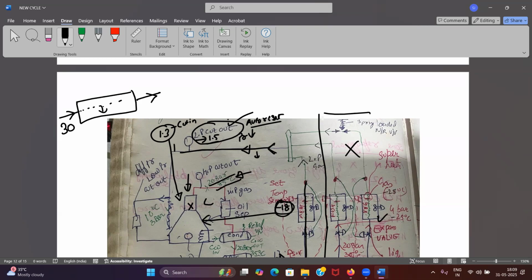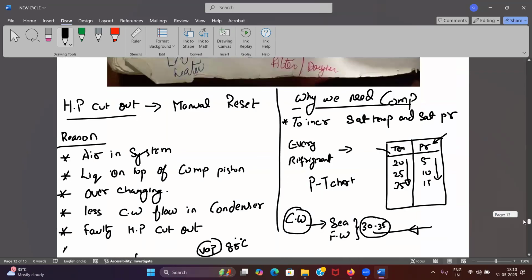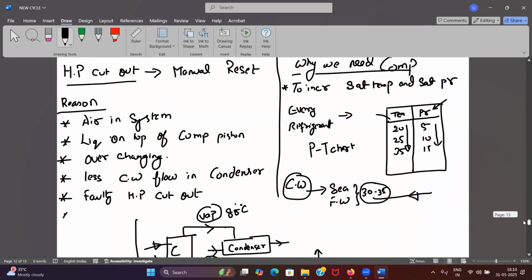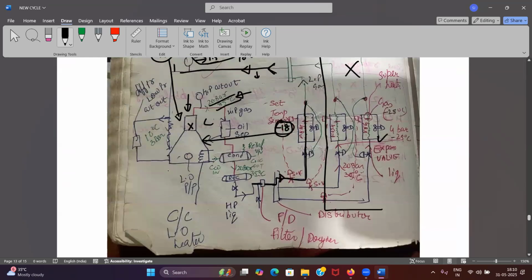The main purpose is to increase the saturation temperature and the saturation pressure. Now think, if I don't use it, and suppose it was 5 degrees Celsius and 3 bar, and I straight away give it at this rate to my condenser, will 30 degrees Celsius water be able to condense it? No, sir. That is why I have to increase the saturation temperature and saturation pressure of my refrigerant. Is it clear why I need a compressor?